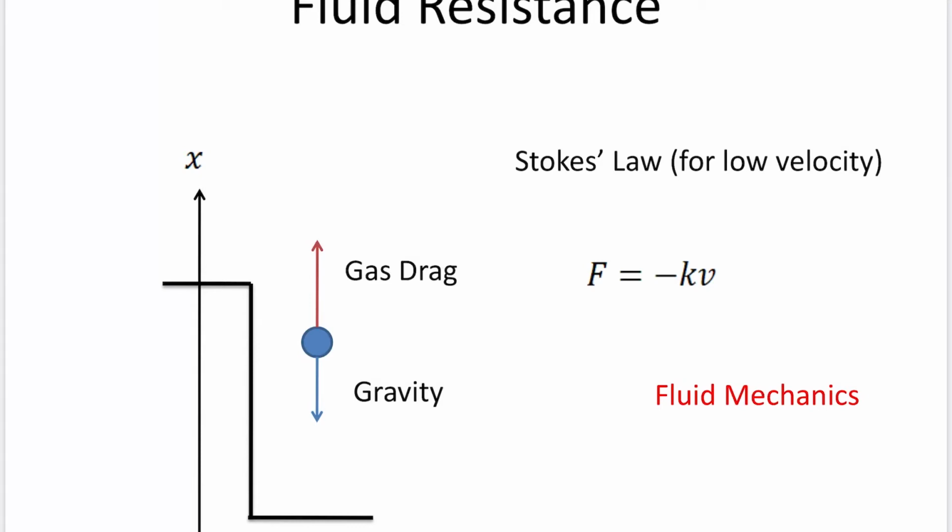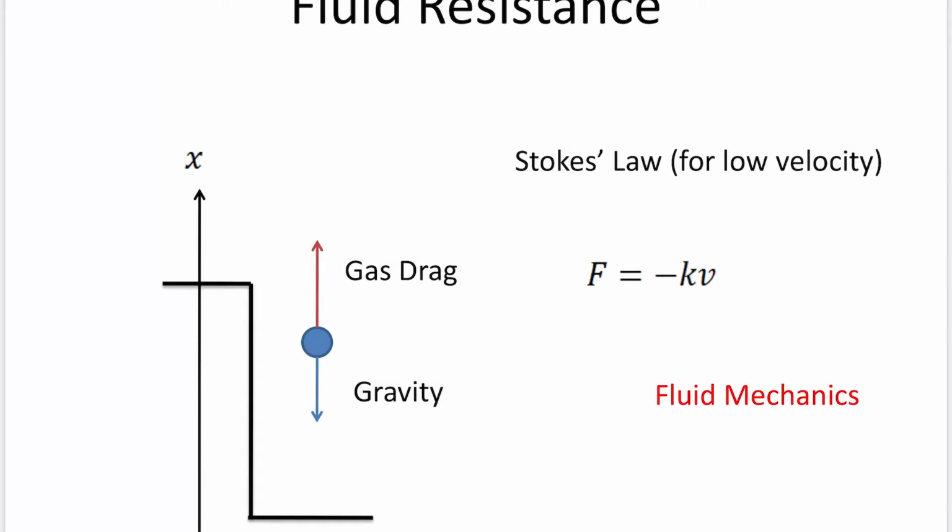Hello everyone. Galileo Galilei discovered that the falling speed is independent of the mass of an object. But in our daily life, we experience that a feather drops more slowly than a rock. Then we need to include fluid resistance to explain the difference in the falling speed of a feather and a rock. I'd like to explain the fluid resistance.